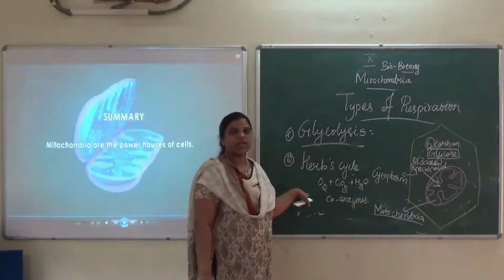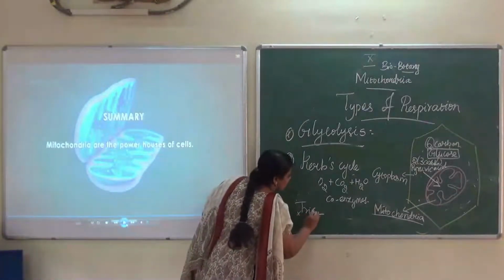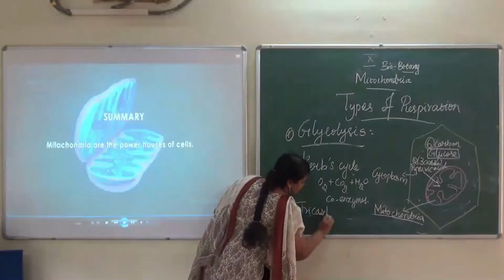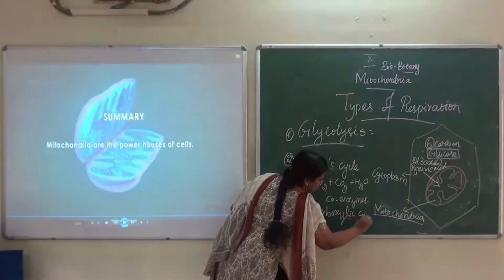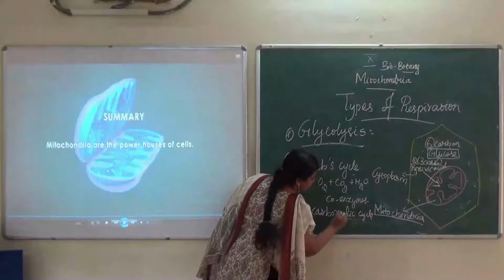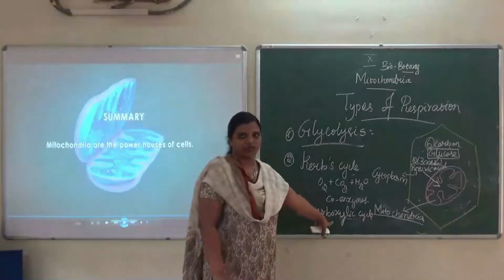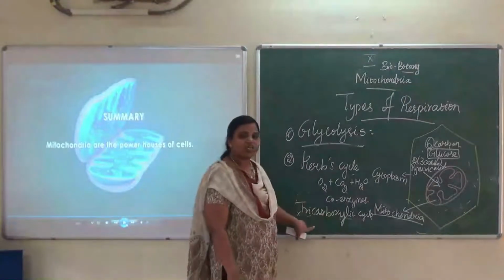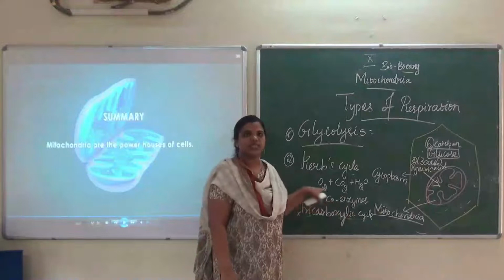You have to tell the other name of Krebs cycle: it is the tricarboxylic cycle. So the other name of Krebs cycle is known as the tricarboxylic cycle. Is it clear for you?